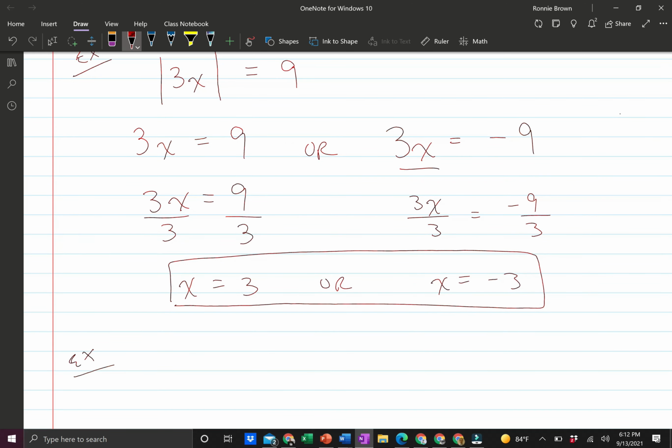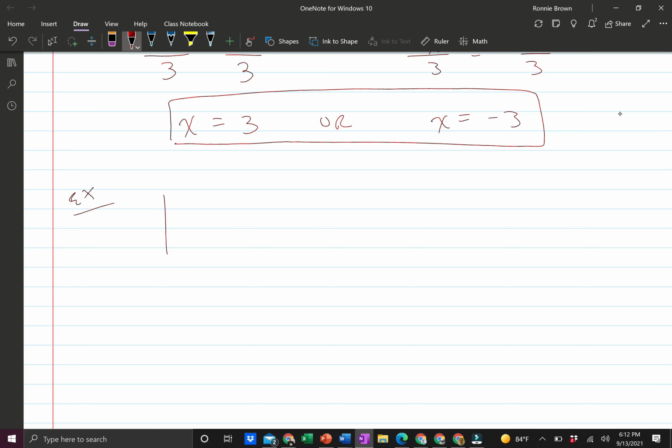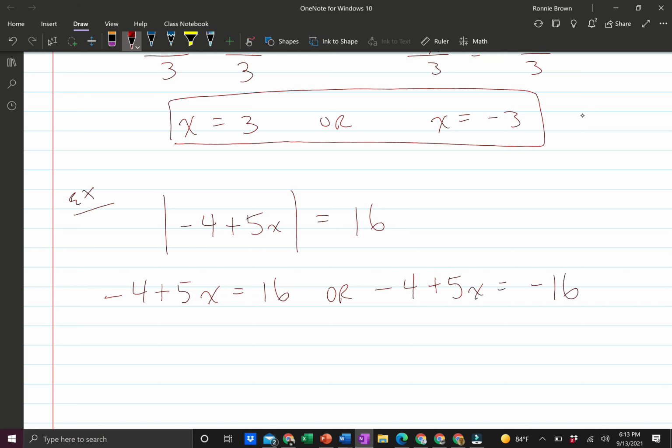Let's take a look at another example. Here we have the absolute value of negative 4 plus 5x is equal to 16. Once again, it fits that first situation that I showed us. Negative 4 plus 5x equals 16. Inserting or, negative 4 plus 5x equals negative 16. So we rewrite it the first way exactly how it's seen without the absolute value bars. The second way, we insert a negative in that second value to the right of the equal sign.